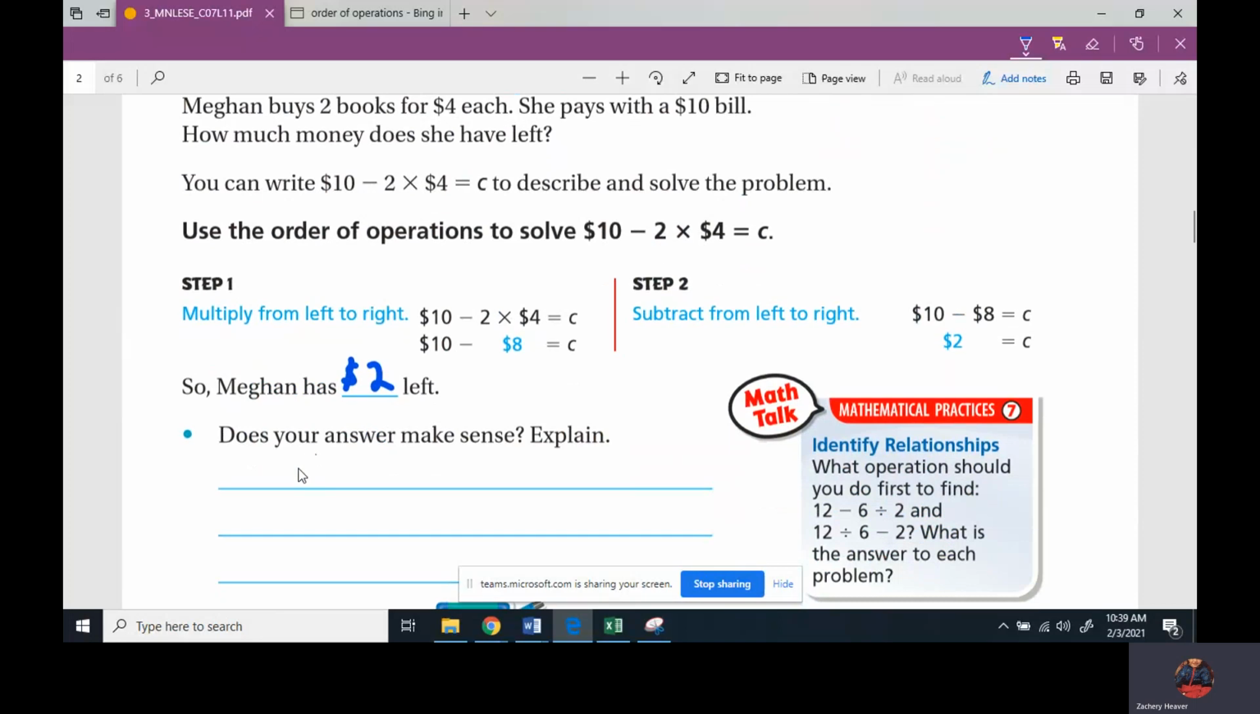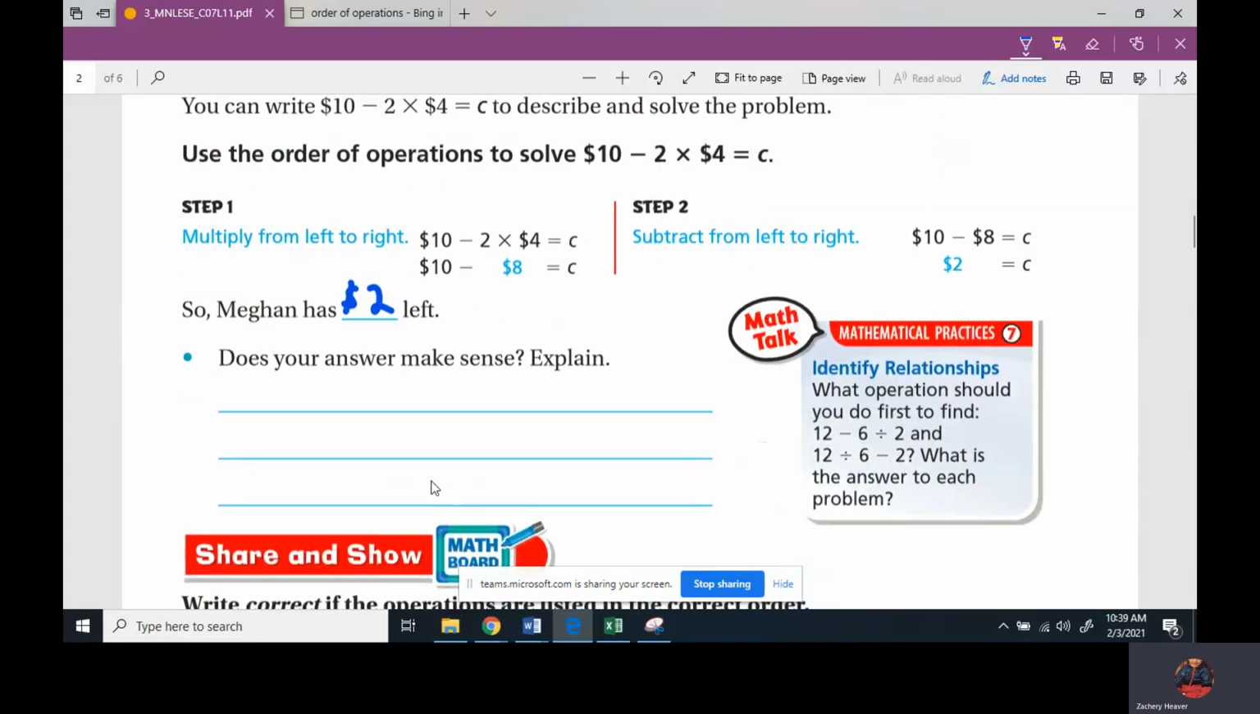Does this make sense? Explain. It might make sense. It might not. Probably not yet, but it will. So does this make sense? I would say, let's all say here, we are still learning. Let's say yes, comma, but we are still learning. It'll make sense as we do more and more, okay? Yes, but we are still learning.